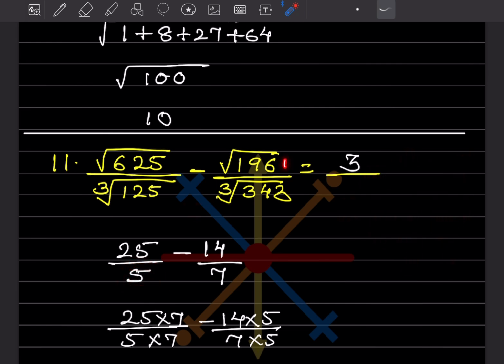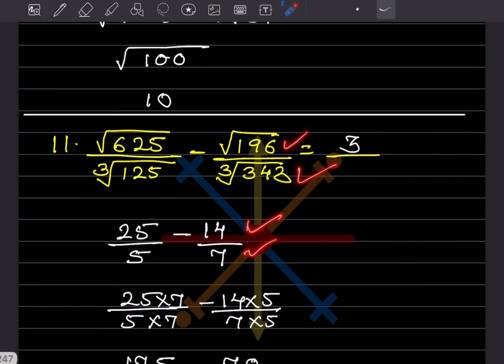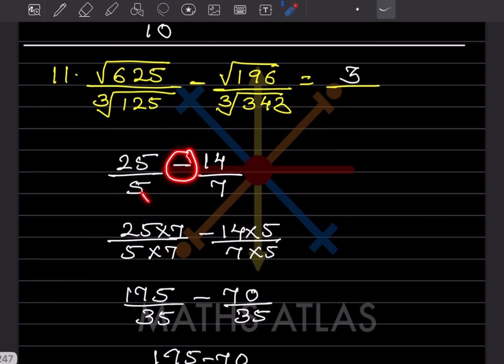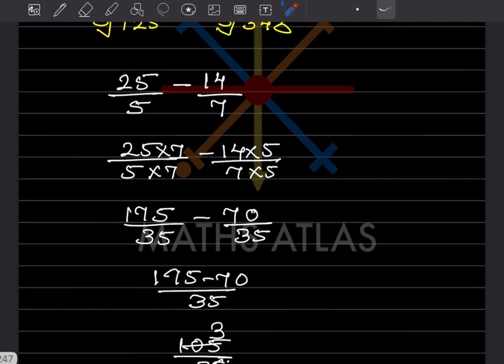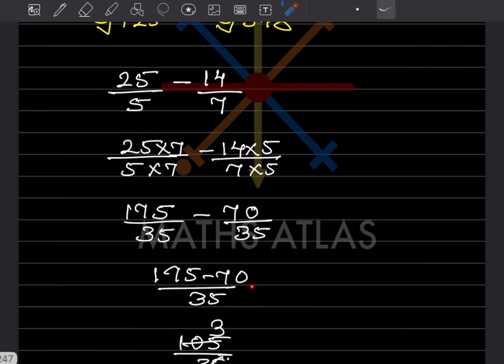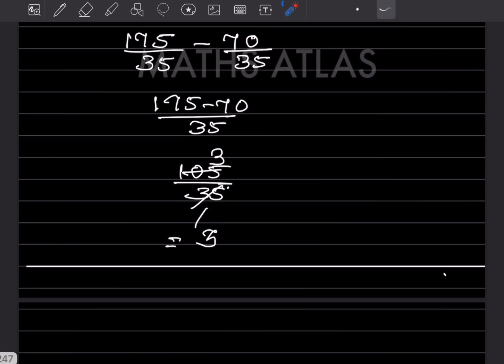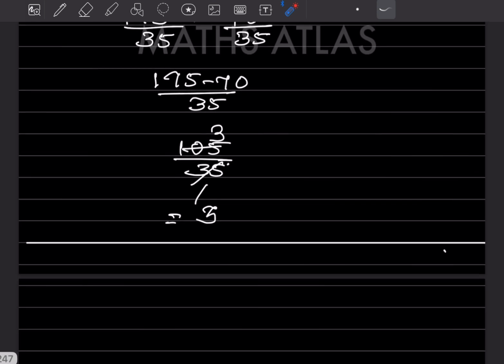Same you will look for this one, same here. So now what you can see, this is minus 1, and the denominators are different. Whenever you have a plus or minus sign, you have to look at the denominators. If they are not equal, you will take the LCM of them. So this is multiplied by 7, so this also by 7. This should be 5, so this also by 5. So this is going to be 175 divided by 35, and this will be 70 divided by this 35. So that will be 175 minus 70 divided by 35, that is going to be 105 divided by 35, which is going to be 3.